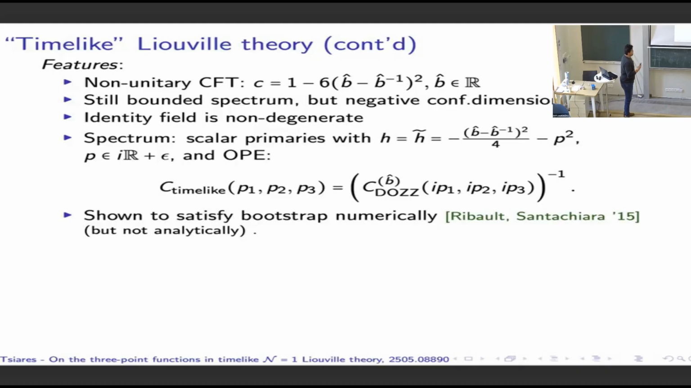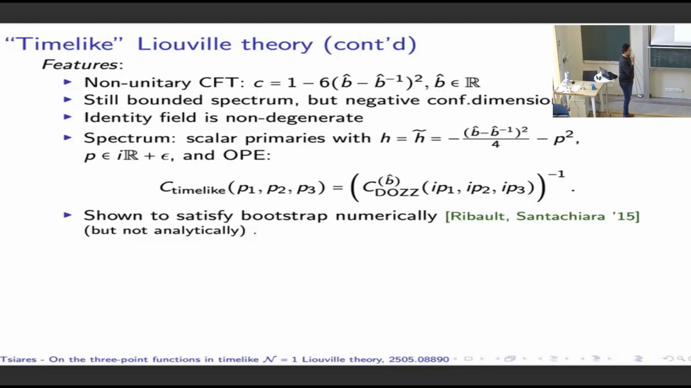And so in terms of this bootstrappy philosophy, this timelike or imaginary Liouville theory is a non-unitary theory because the central charge can be negative. Here I call b hat the imaginary part of b. It was what is called theta in the previous talk. It still has a bounded spectrum, although the conformal dimensions, exactly because of this imaginary b, can be negative. The spectrum, let me skip this comment about the identity field, consists again of some scalar primary operators with these conformal dimensions. And crucially, there is a different structure constant, which was dubbed imaginary DOZZ in the previous talk.